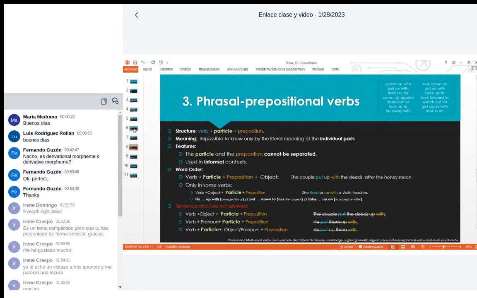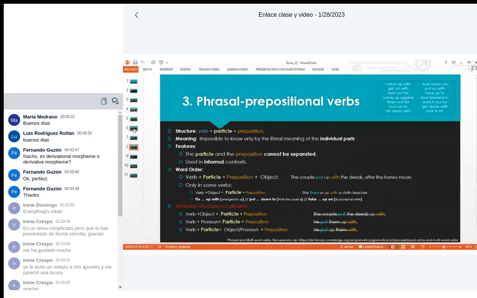Let's have a look at the different examples we've got. The couple put up with the deeds after the honeymoon. Put up would be our phrasal verb, but we need to complement this phrasal verb. So what we do is add a with as a complement of the phrasal verb. So now we are dealing not with a phrasal verb, but rather with a phrasal prepositional verb. In some cases, we may have an alteration in the word order. For example, she fixed us up with a violin teacher.